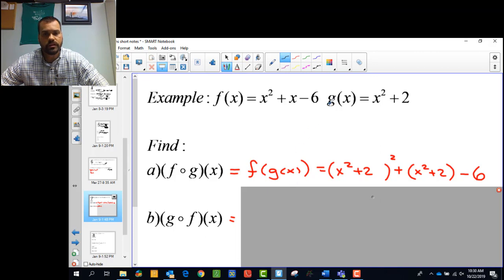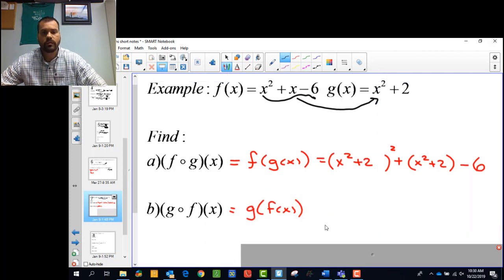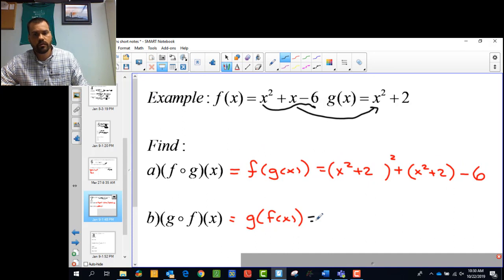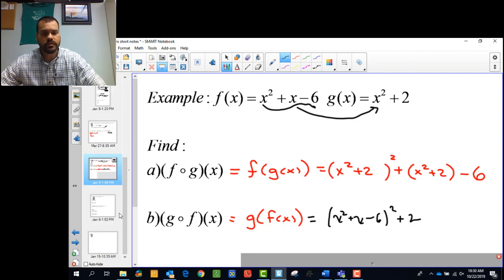If you do it the other way around, g of f, it means you're taking this and you're putting it in here. And so you're going to end up with x squared plus x minus 6, all squared, plus 2. So that's the idea behind composite functions.